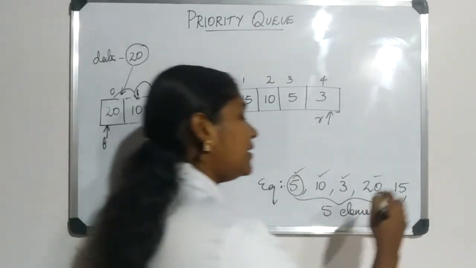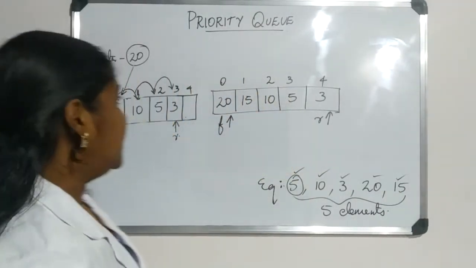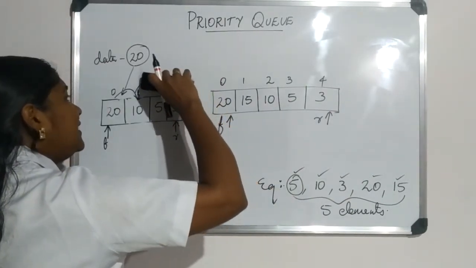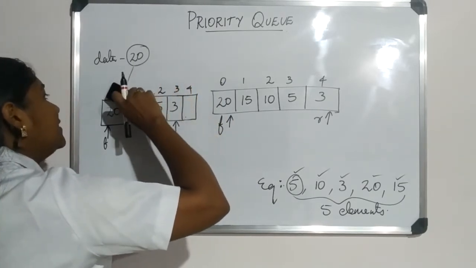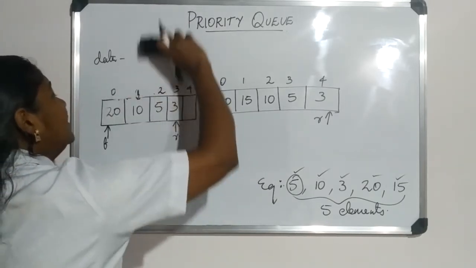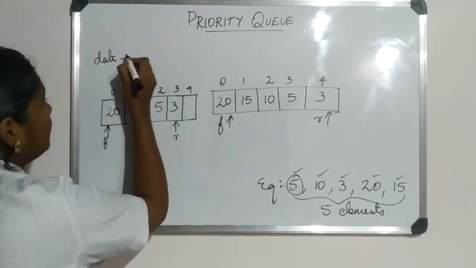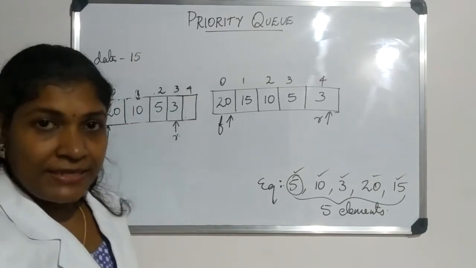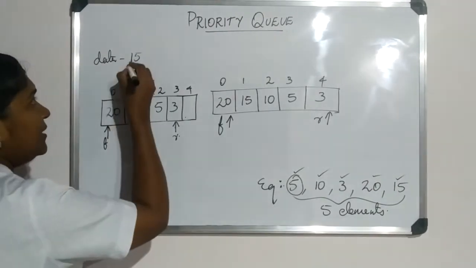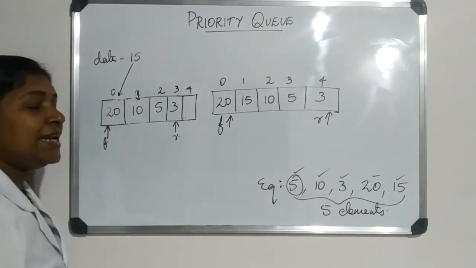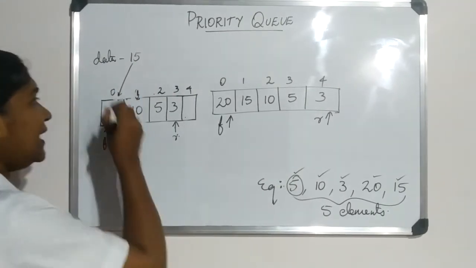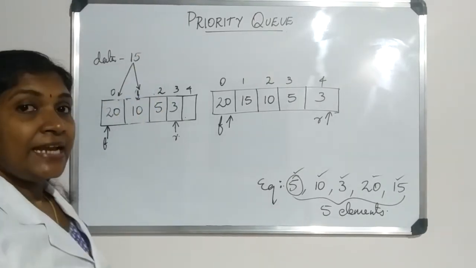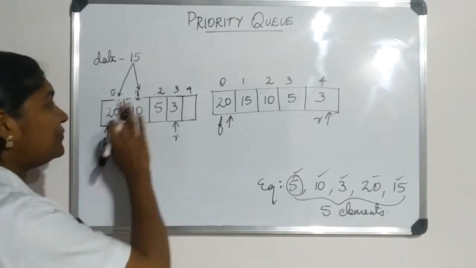Okay. Then our next element is 15. So on taking 15, right now our data is 15. Let me wrap all the other elements. So right now our element is 15, and you listen. First we are checking whether 15 is greater than 20. No. Then we'll move to the next position. Then we'll check whether 15 is greater than 10. Okay, 15 is greater than 10.